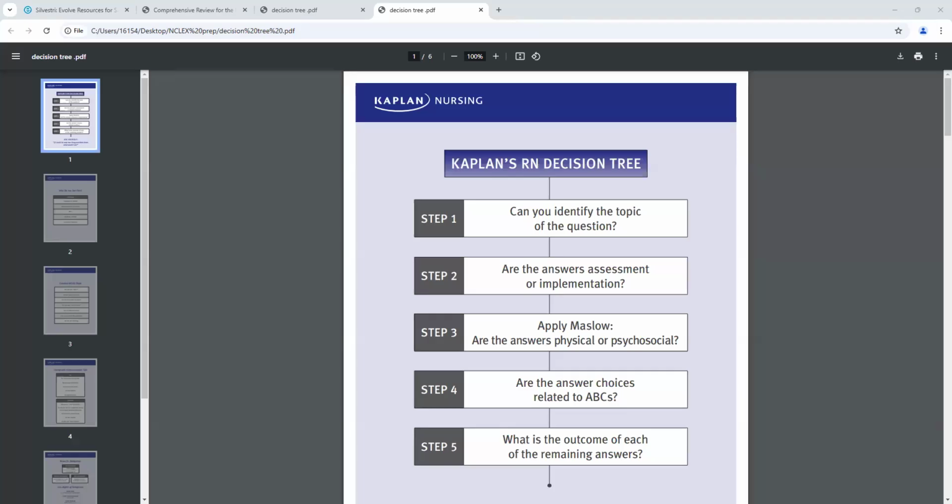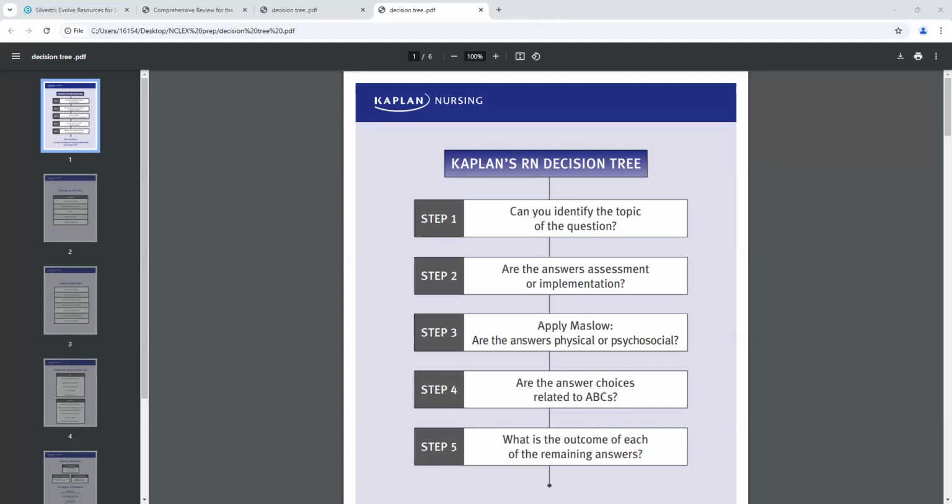Hey guys, I am going to keep my camera off on this Zoom recording because we got a lot of handouts to go over. So this is our first testing strategy that I like to teach, and it is the Kaplan decision tree, and it was developed by Kaplan, which is a kind of test solutions company.